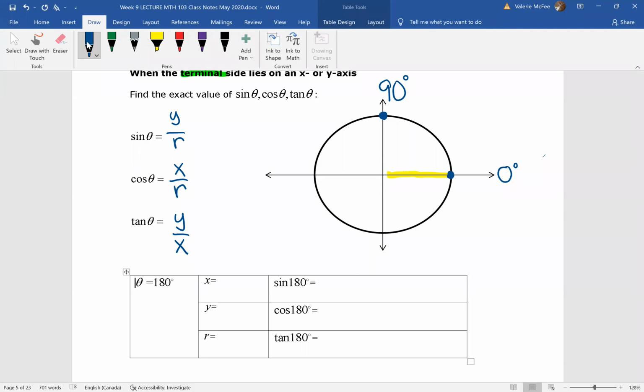Theta needs to be 180 degrees. Again, we're starting at 0. We're going to 180 degrees. That's the point on the negative x-axis. We know X, we know Y, we know R. Find sine, cosine, and tangent of 180 degrees.